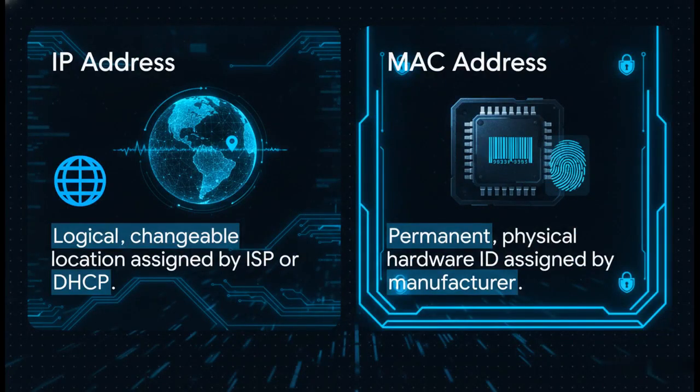So the absolutely crucial takeaway here is this. Your IP address is a logical, changeable location provided by your internet service provider or your local DHCP server. Your MAC address, on the other hand, is physical. It is the permanent VIN number of your specific hardware. No two are exactly alike.